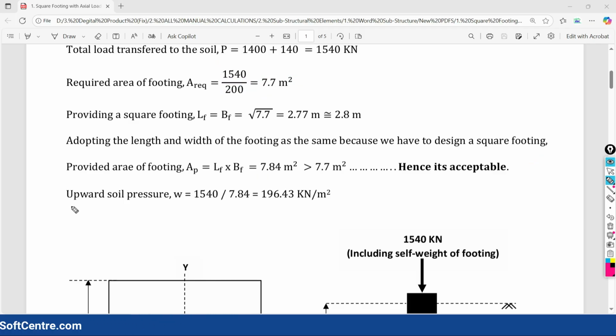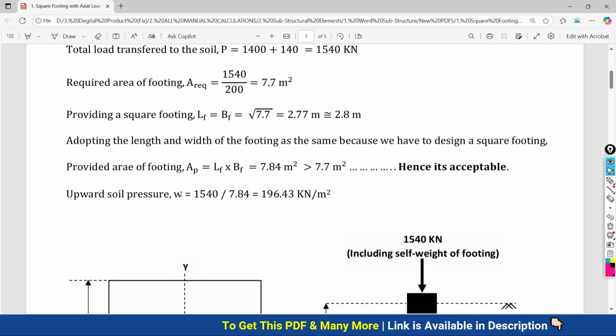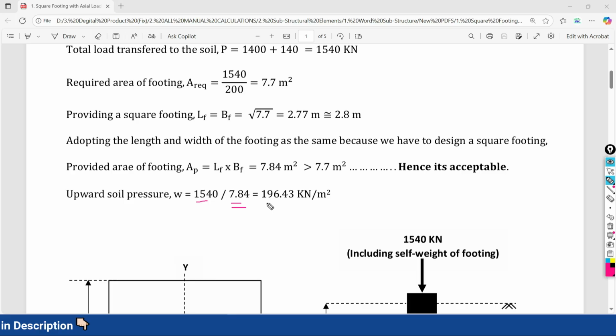Next we have to calculate the upward soil pressure. As we discussed earlier, if your column imposes the load over your soil, the soil is going to react over your footing base, and for that reason we need to calculate the upward soil pressure, which we denote by W, equal to the total load transferred divided by the total area provided. We get the upward soil pressure as 196.43 kilonewton per meter square.